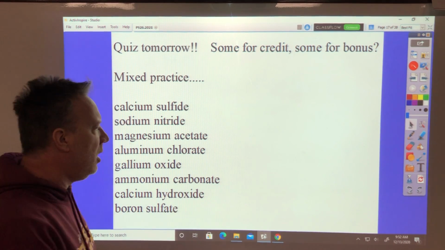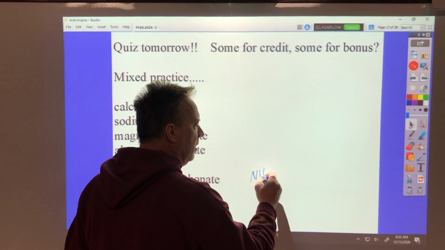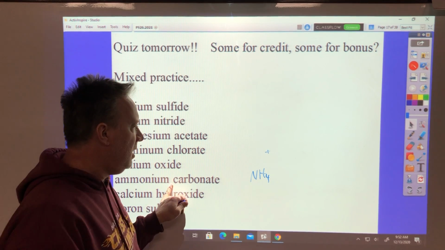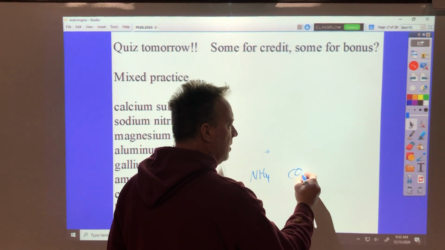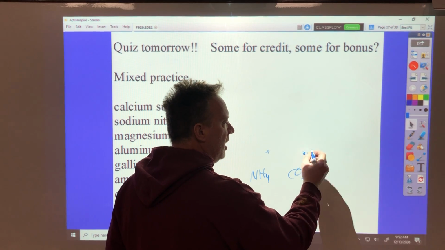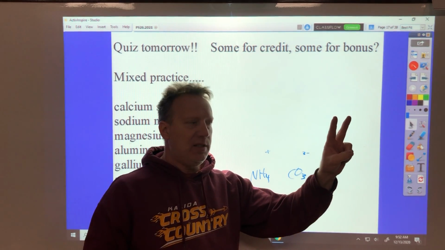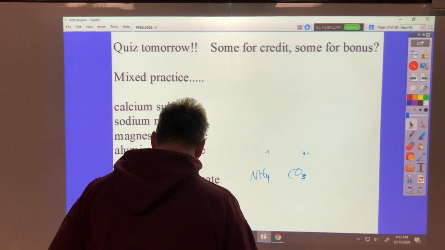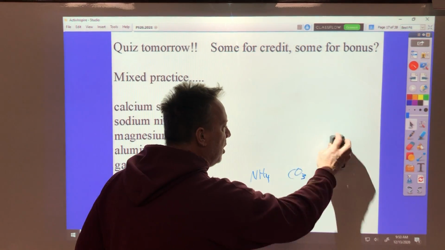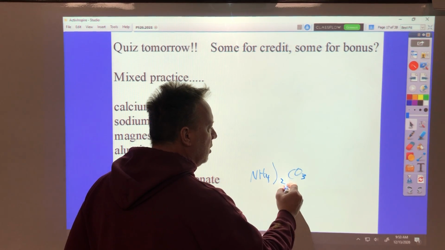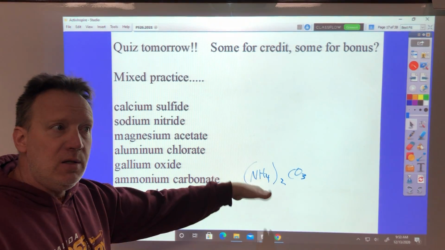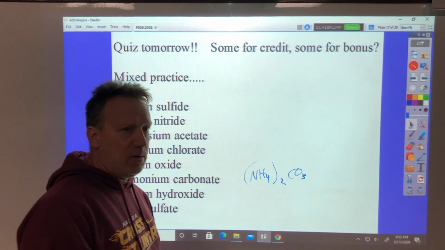Ammonium carbonate. Well, ammonium is NH4 positive. Carbonate is CO3 2 minus. Carbonate took 2 valence electrons. Ammonium gives 1 valence electron. This is not a match. I have to have 2 ammoniums, so it should be (NH4)2CO3. No charges in your answer. If you leave charges in there, it's wrong.